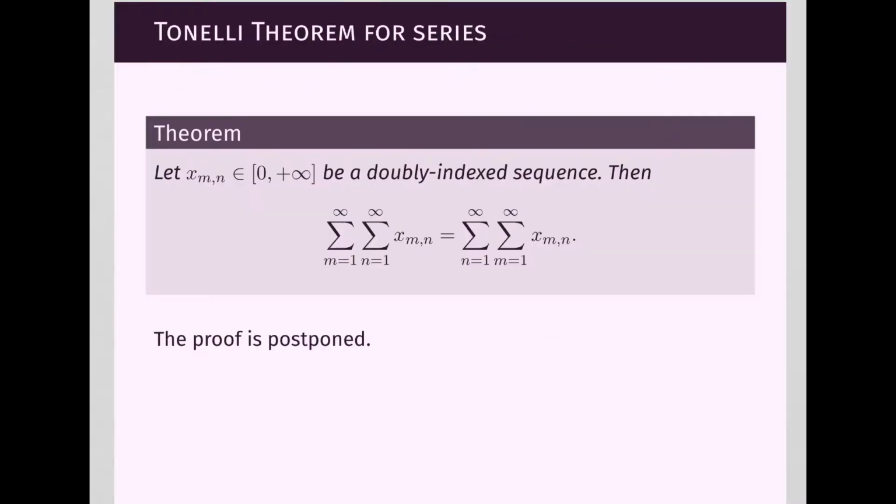The first is Tonelli's theorem for series, so that's a baby version of Tonelli's theorem. It says if we have a sequence of non-negative numbers, a doubly indexed sequence, so it has two indices here, then if we sum over one index first and then the other, or if we sum over the first index and then the second one, we get the same result.